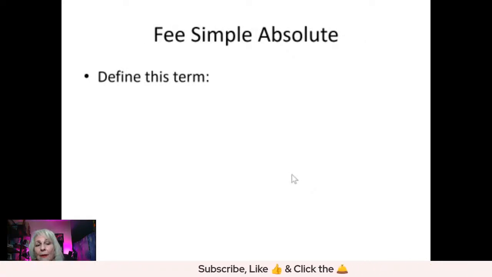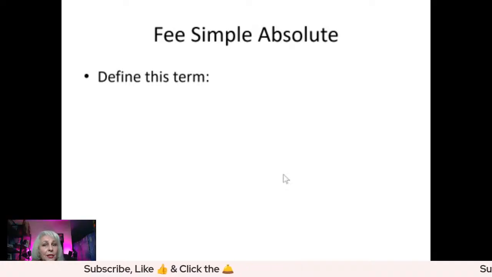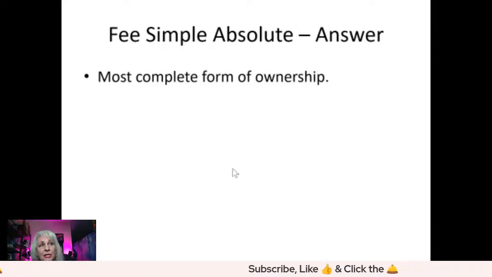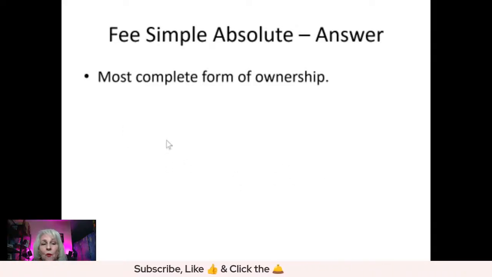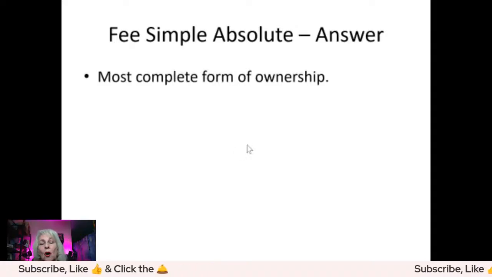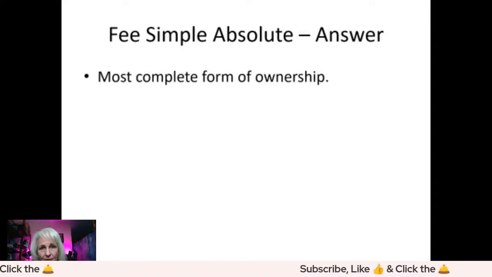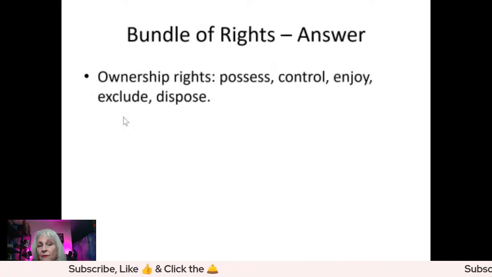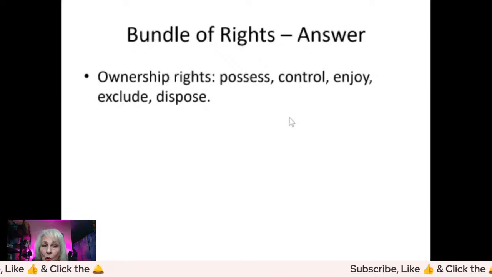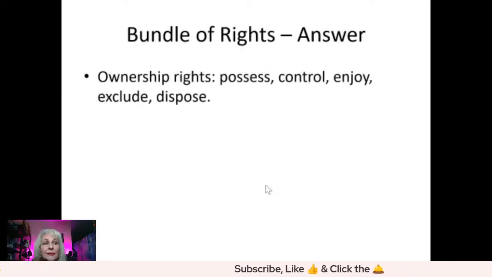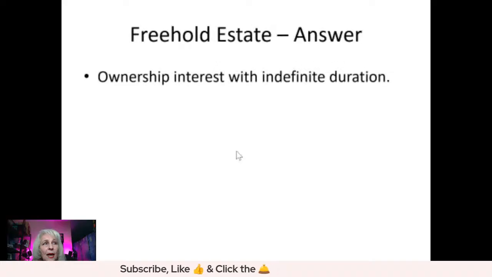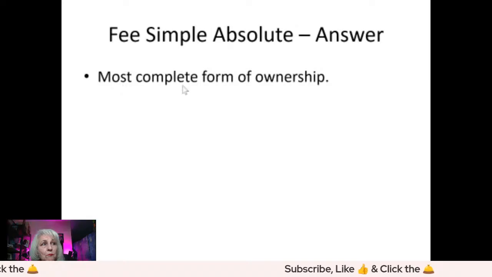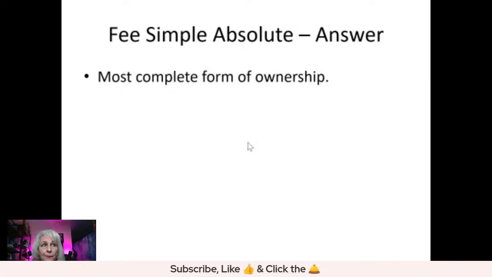Fee simple absolute. All these terms are extremely important for property ownership. Fee simple absolute is the most complete form of ownership, so it includes all the bundle of rights. With the bundle of rights, they have the ownership rights to possess, control, enjoy, exclude, and dispose. So that goes into a fee simple absolute, the most complete form of ownership.